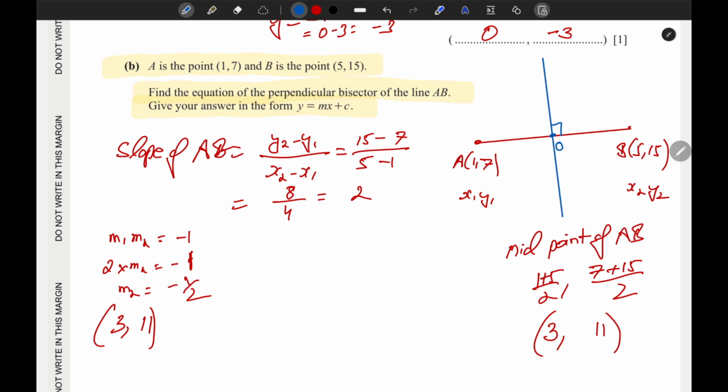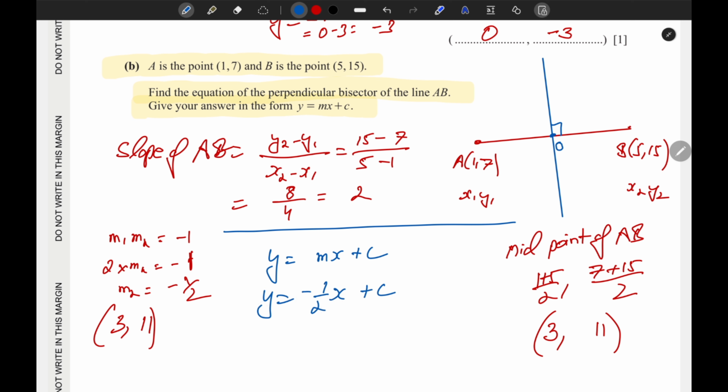So now I'm changing the pen. Now if I write y equals mx plus c, where m is minus 1 by 2, so y equals minus 1 by 2 x plus c. We have to find c. So substitute this point: y is 11 equals minus 1 by 2 times x, with x as 3, so minus 3 by 2 plus c. So what will be c? 11 plus 3 by 2 will be equal to c.